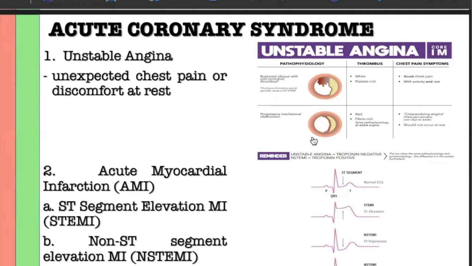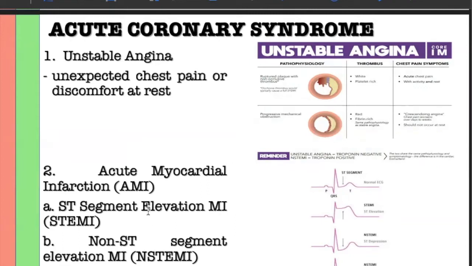Now, we also have what we call progressive mechanical obstruction. As you can see here, almost half of the artery is being occupied by these plaques.